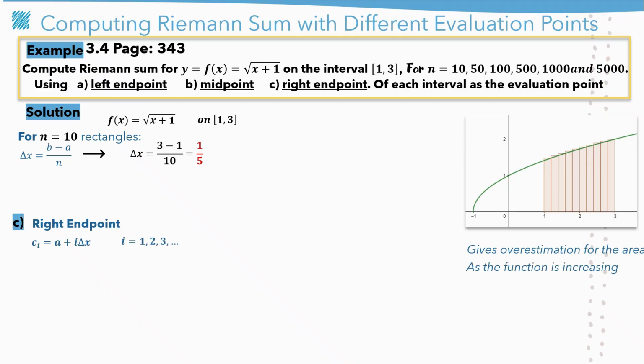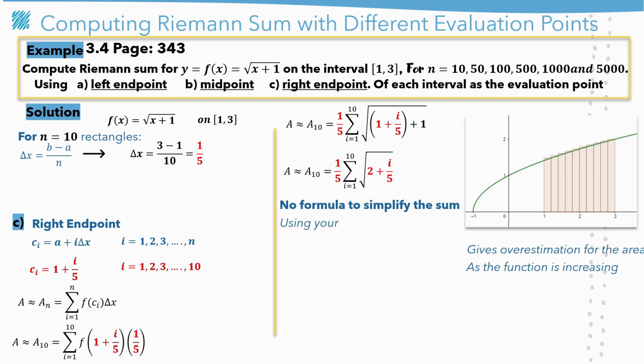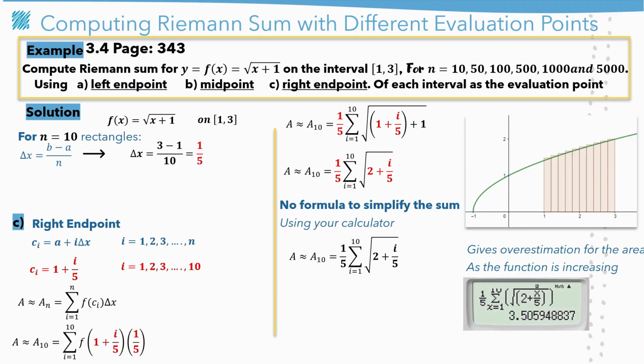So let's continue. a plus i delta x. Substitute a and delta x. You will be receiving it as 1 plus i over 5. Substitute it in the summation and replace your x with your new ci, that is 1 plus i over 5. Enter it in the calculator and you will find your final answer as, this is just for 10. I told we have 50, 100 and some big numbers.